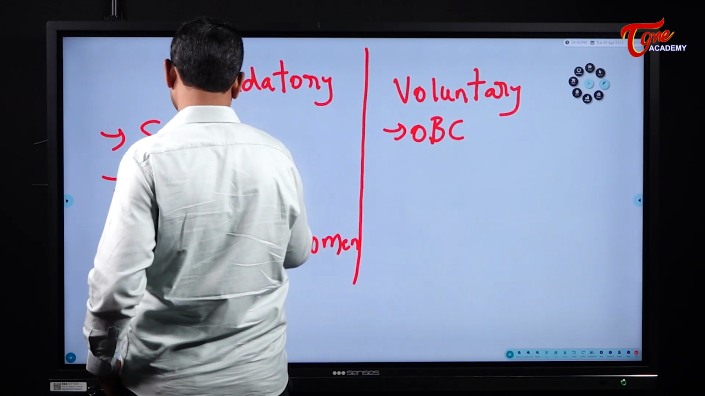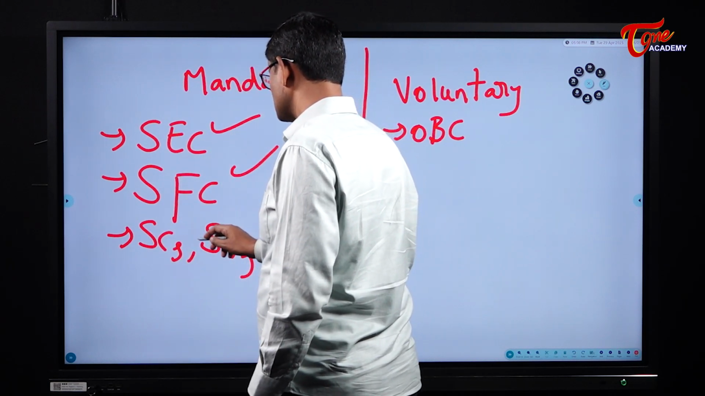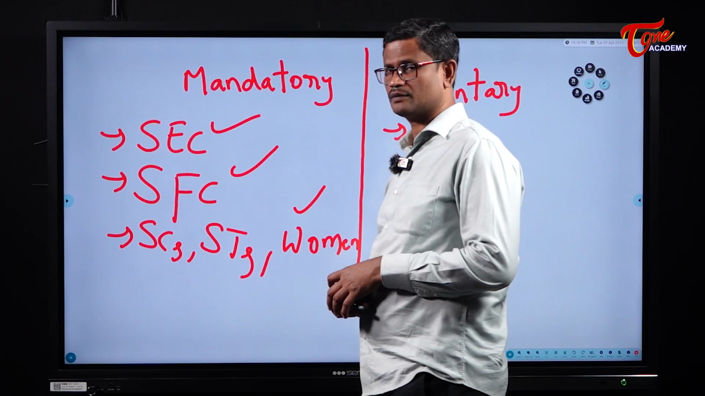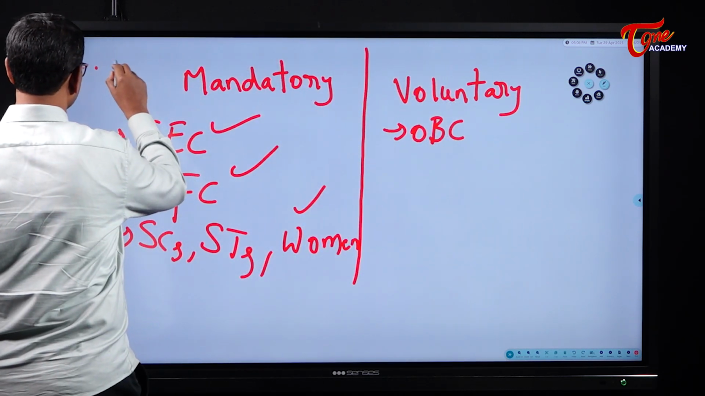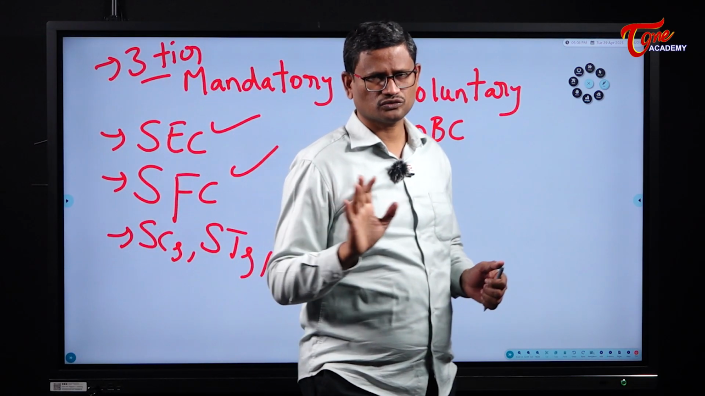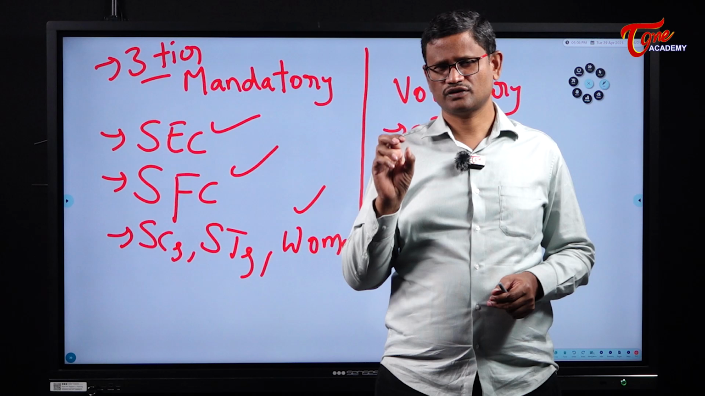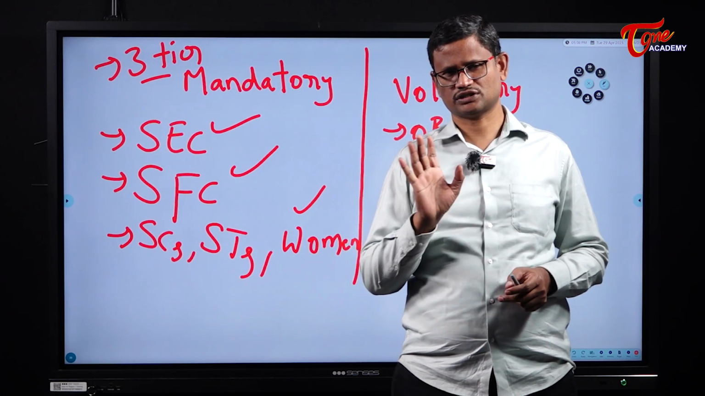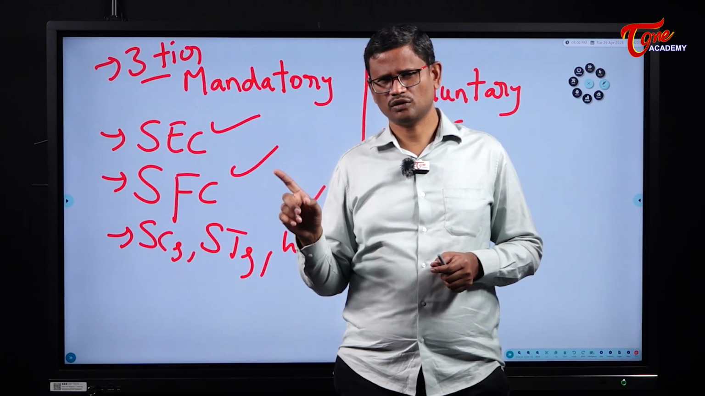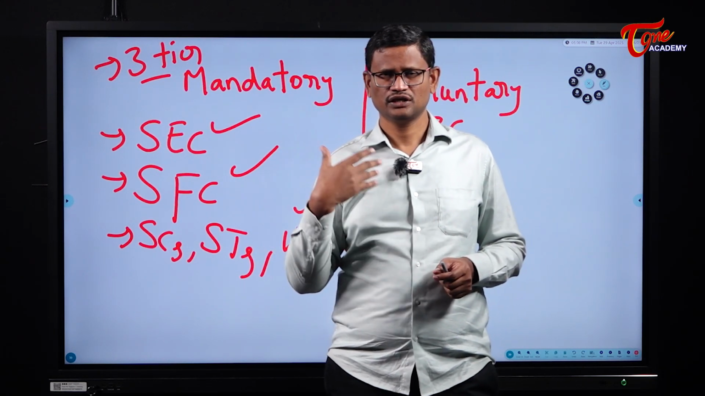In addition to this, establishment of the State Election Commission, establishment of the State Finance Commission, reservations to SCs and STs in proportion to their population, and reserving one-third of the seats for women are mandatory provisions. In addition, a three-tier Panchayat Raj system. In all the states where the population is more than 20 lakhs, it is compulsory to establish a three-tier Panchayat Raj system. In the states where the population is less than 20 lakhs, you can have a two-tier system. Then the minimum age to contest to the local bodies is laid down as 21. And this is mandatory, it has to be implemented by all the states in the country.